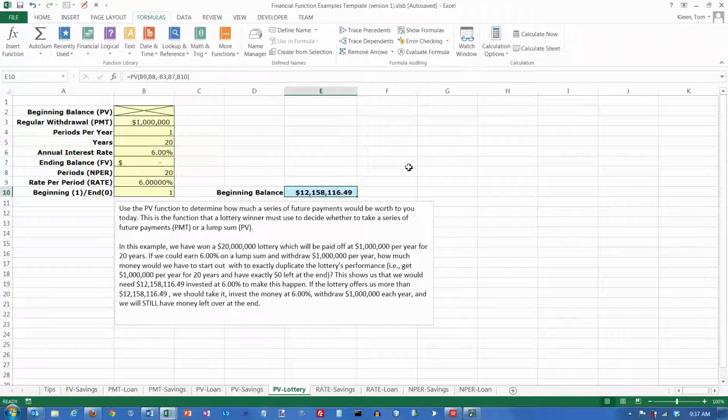So if 6% is the interest rate you think you can earn, and the lottery offers you more than $12,158,116, then you should take that. On the other hand, if they offer you less than that, then you would probably be better off taking the $1 million a year.